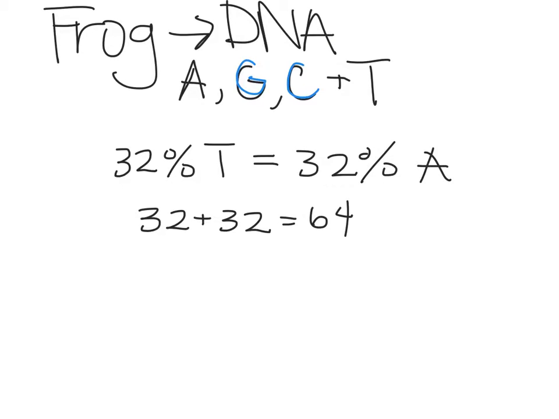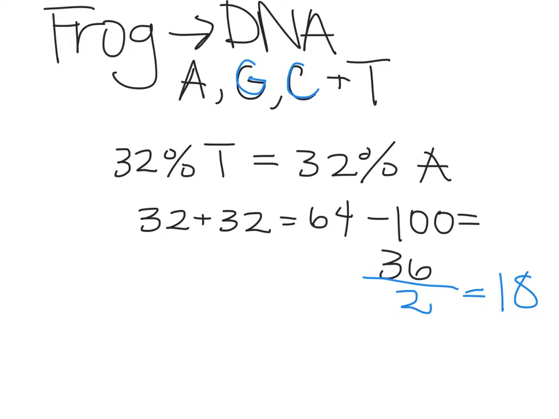64. And so since we know the total is going to be 100, 100 minus 64 is going to be what? 36. So that means that the remaining pairs, our guanine and our cytosine, have to equal up to 36% total. So to figure out how many guanine and cytosine we have, we divide it by 2. One for guanine, one for cytosine. And that gives us what? 18. So that tells us we have 18% guanine, and we have 18% cytosine.